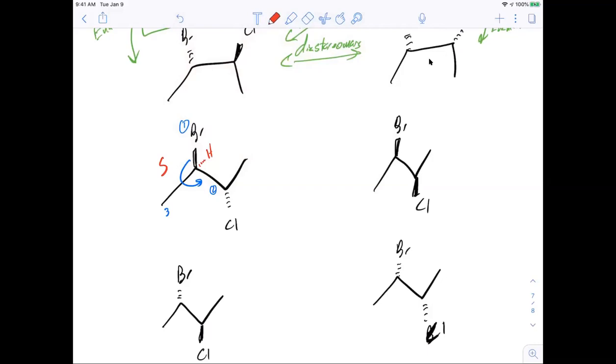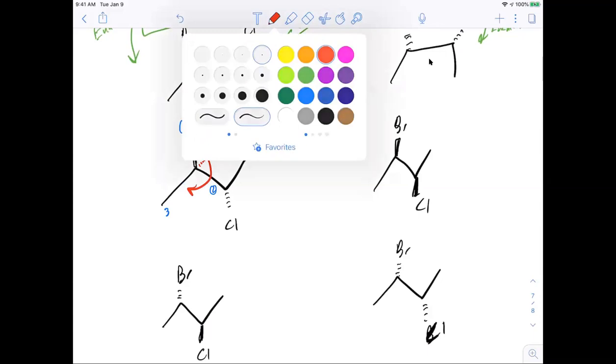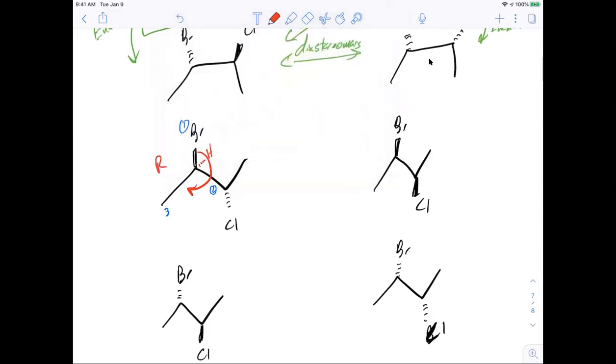What was the question? Oh, I'm going wrong. I'm going the wrong direction. Thank you. 1, 2, 3. That's R. All right, lowest priority is back.